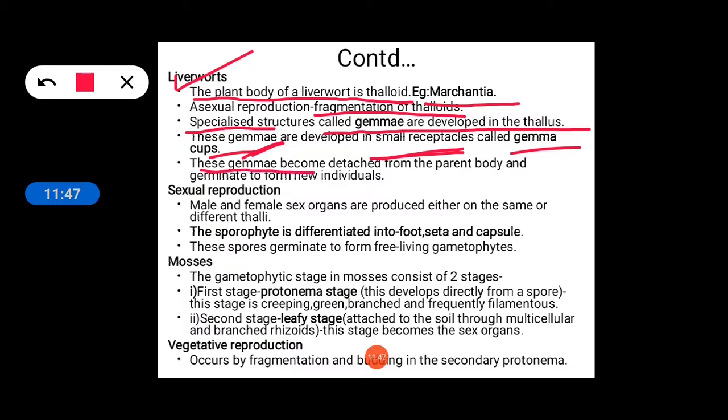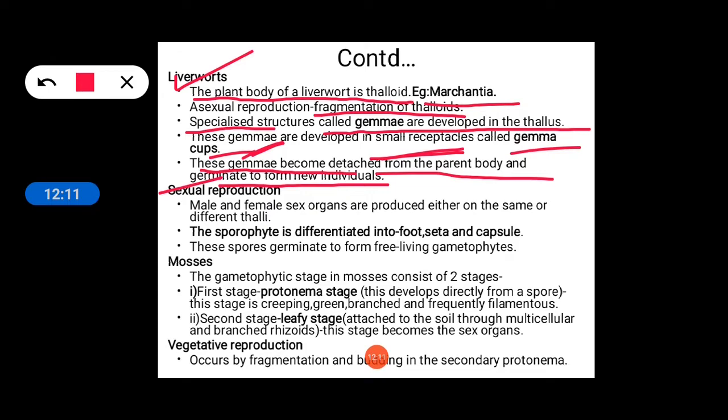These gemmae become detached from the parent body and germinate to form new individuals. The gemmae formed in the gemma cups get detached from the parent body and germinate to form a new individual, that is a new bryophyte. Let us see sexual reproduction now.